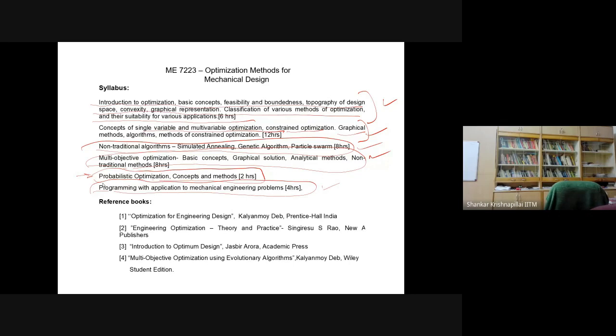Then you can use these textbooks. Most of my materials are obtained from these books 1, 2, 3 and 4. And some materials I have taken from the internet also, from other sources. I will share the lecture slides after 2-3 days, when every topic is over.